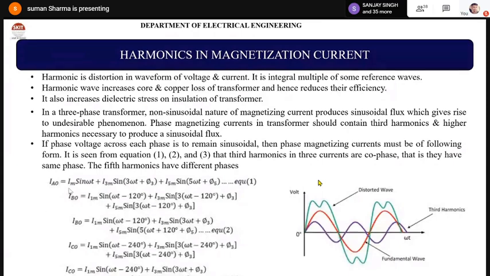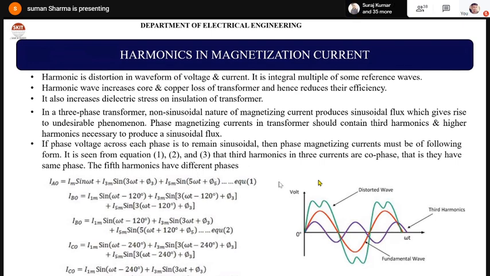That is IA naught in phase A. The three currents are co-phase for the third harmonic component. Co-phase means they have the same phase, and the fifth harmonic will have different phases. Observe this equation. Im sin omega t means fundamental component. I3m sin 3 omega t plus phi 3 means third harmonic component. I5m sin 5 omega t plus phi 5, that is fifth harmonic component, and so on.